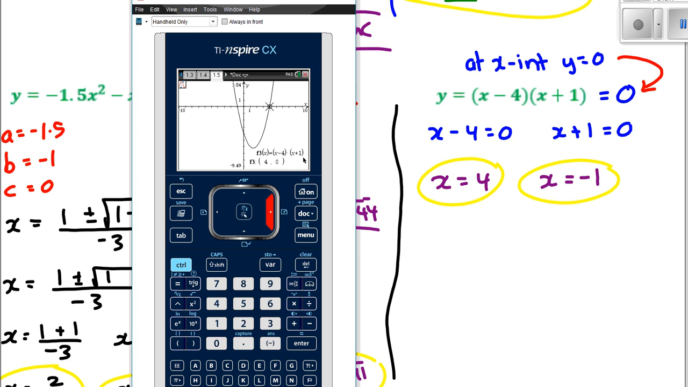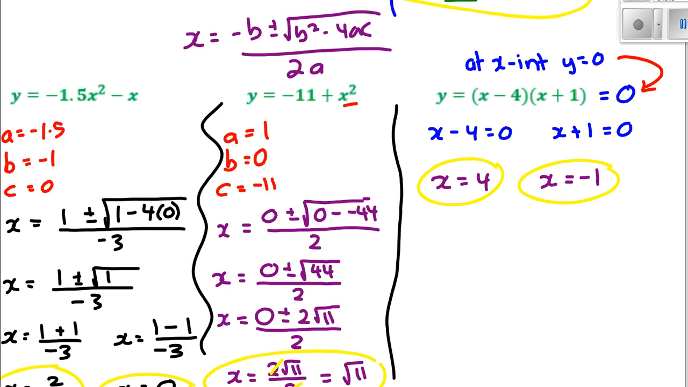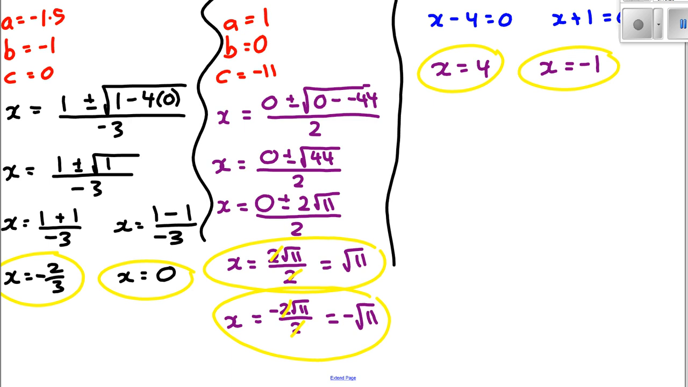So please become really good at your graphing. Like, don't just watch me do it. Make sure to actually manually try it out yourself too, because then you'll remember how to do it. So that was finding the x-intercepts.